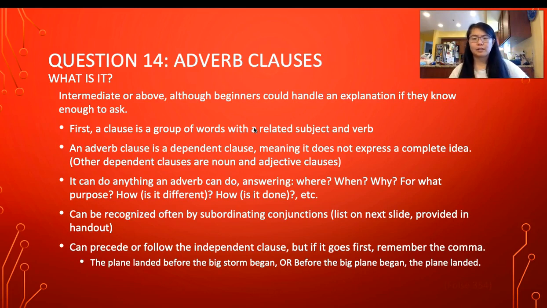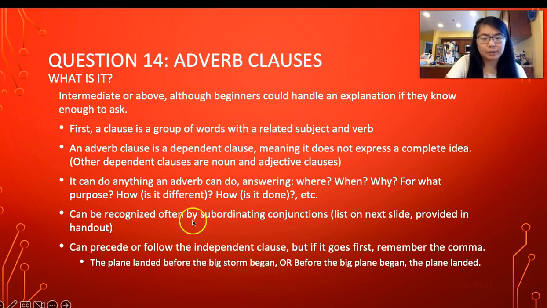And then a list on the next slide. We do not have handouts in this case because this is an asynchronous video, but there is a list of subordinating conjunctions. The adverb clause can go either in front of the independent clause or after the independent clause. Just remember that if the adverb clause goes first, it needs a comma before the main clause, the independent clause.